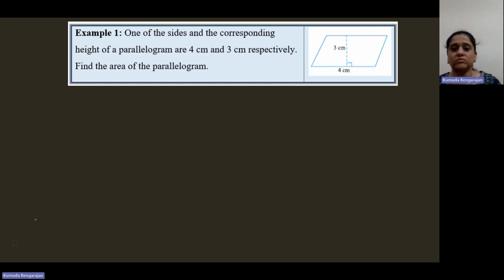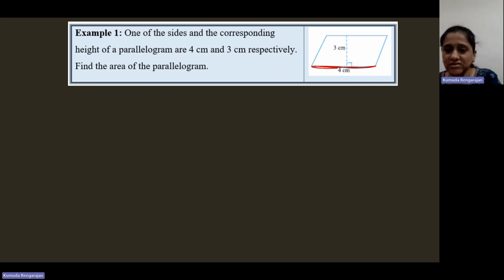So when you take this as the base, which is the base? Any side of the parallelogram can be taken as the base. Now, a parallelogram is a quadrilateral. It has 4 sides, right? Base is not only this. You can take any of the 4 sides as the base.